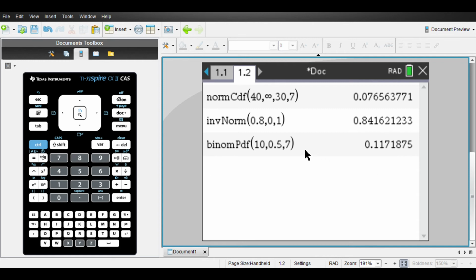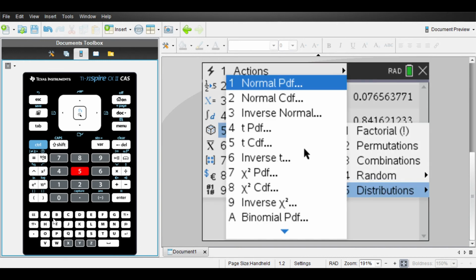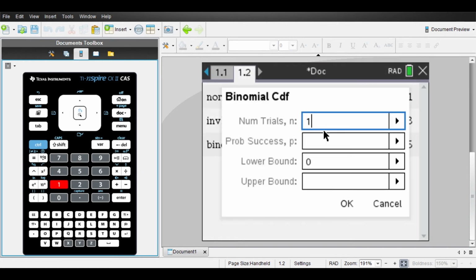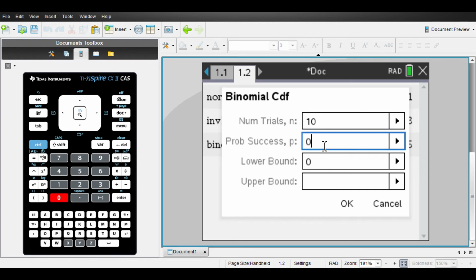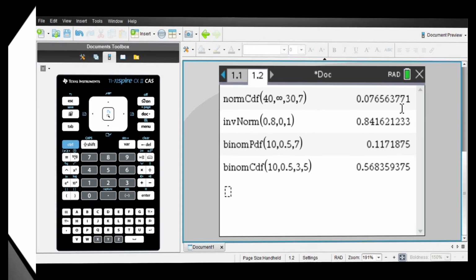And if you want to find out what is the probability that the number of heads is between A and B, you can do binomial CDF, which is cumulative. For example, maybe you're interested in getting between 3 and 5 heads, then you do this, and the probability is significantly higher. Yep, and that's it for distributions.